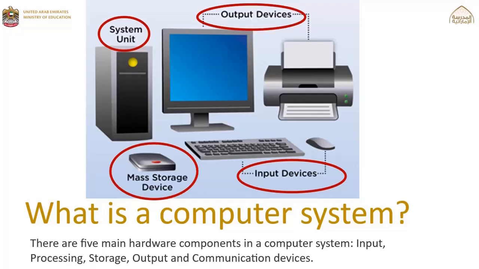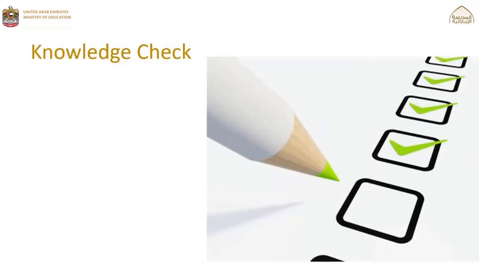And the third is mass storage devices. You can use a hard drive or CD-ROM or a USB as a storage device. And the last one are the output devices. You can use a printer or monitor to display any kind of the output you want from the computer.